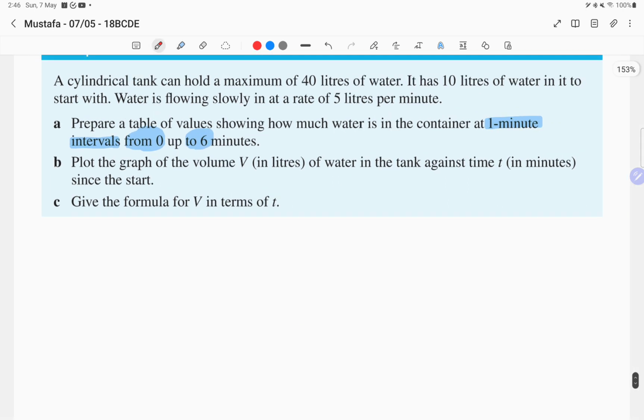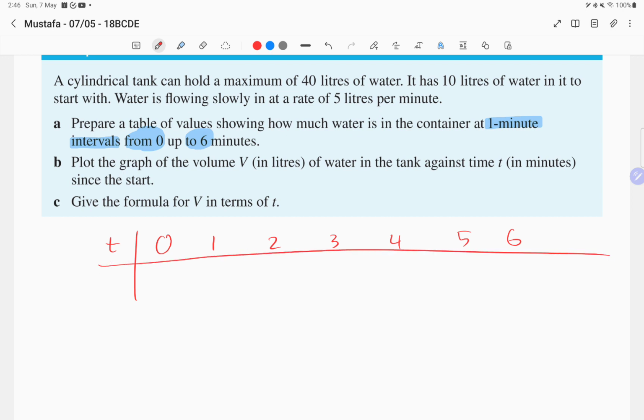So what they're saying is, the time would go from 0 in 1 minute intervals. So 0, 1, 2, 3, 4, 5, 6. And then the other one, how much water is in the container, which is the volume. The hint is, the volume is V and the time is T. So you're basically making a table of V against T, calculating the volume for each time value.